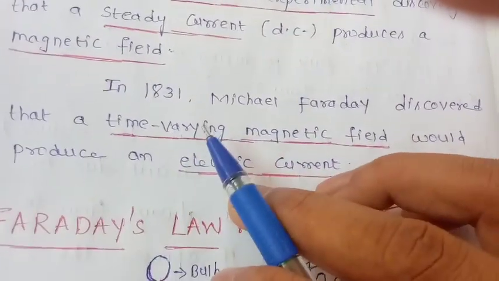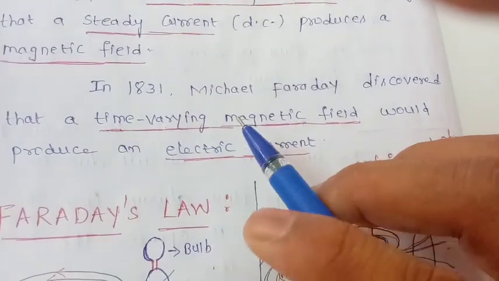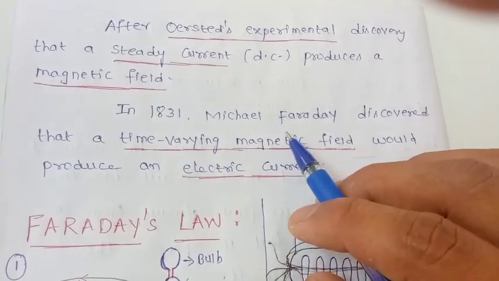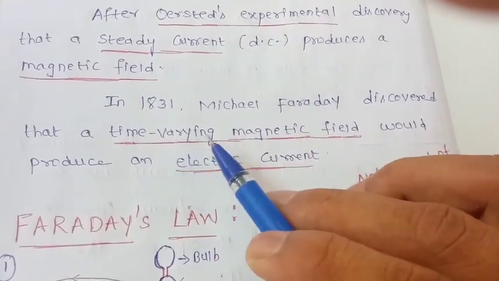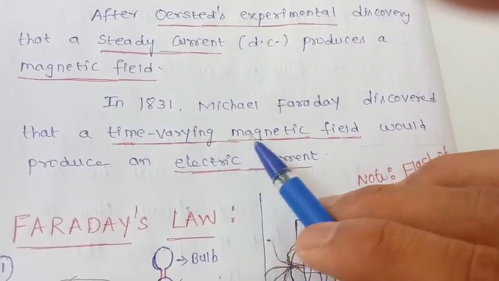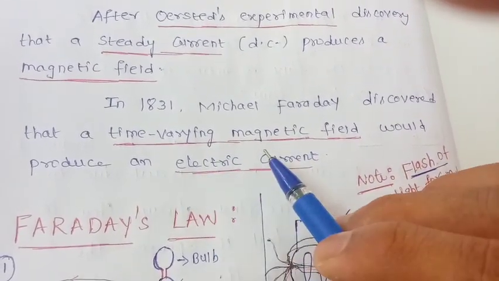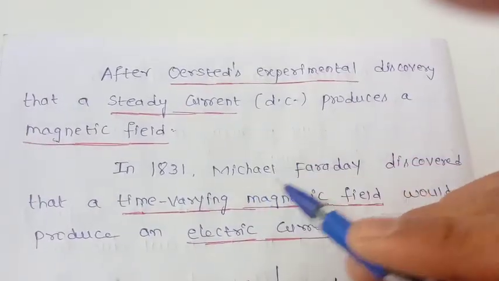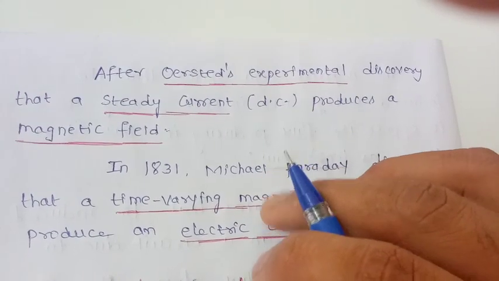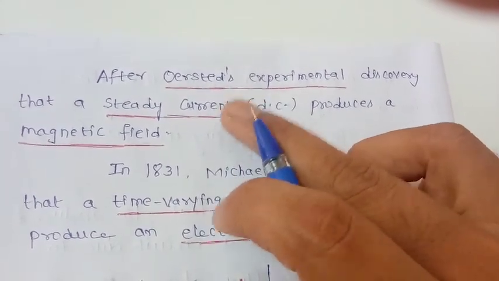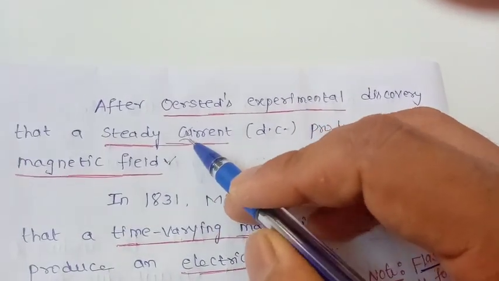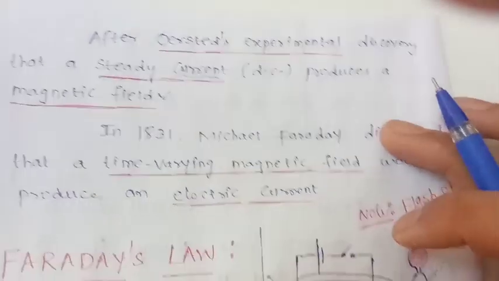But in 1831, Michael Faraday discovered that a time varying magnetic field, that means not a static magnetic field, would produce an electric current. That means Michael Faraday, after his experimental results, said that the reverse is possible. That means with the help of a magnetic field we are able to generate a current. This reverse is possible. We will see how.